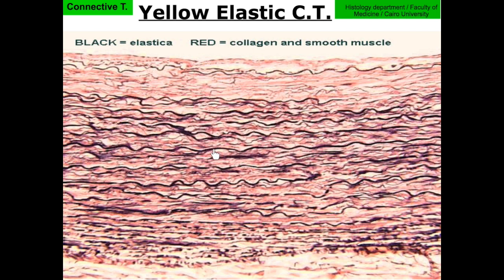Here it is orcein stain, which gives a color of brown black. What is the function of this? It is an elastic membrane which has the power of stretch and recoil. This is the aorta. The stretch will prevent the marked rise of the systolic pressure, and the recoil will prevent the marked drop of the blood pressure.